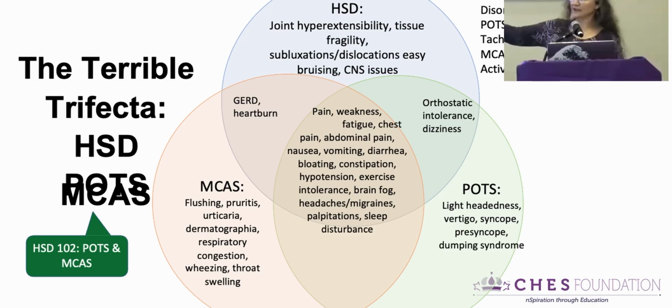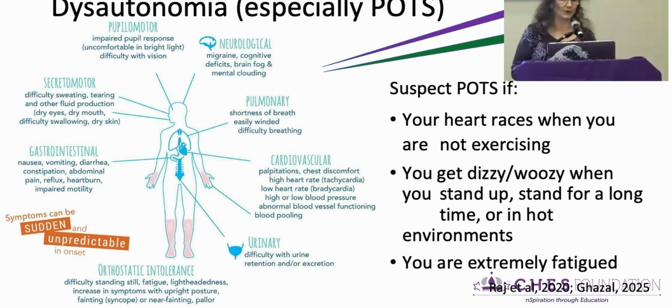With the mast cell activation, so it's an inflammatory condition, it probably causes or aggravates the instability because it makes your joints more unstable, and it probably aggravates the POTS by irritating the nerves. So a little bit more about those two conditions.